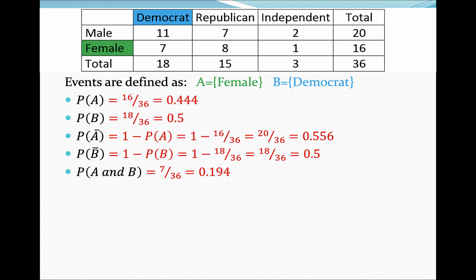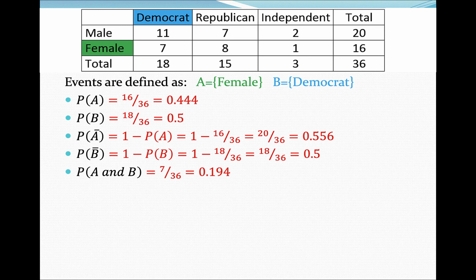The probability of A or B, I would highly recommend that you just use the addition rule here. I think it makes it way easier than trying to use the table. You can get it from the table, but it is more messy from the table. For example, you can take, there were 16 females. There were also 11 people who were Democrat and male. If you add those together, then you'll get 27 over 36, which will give you the probability.